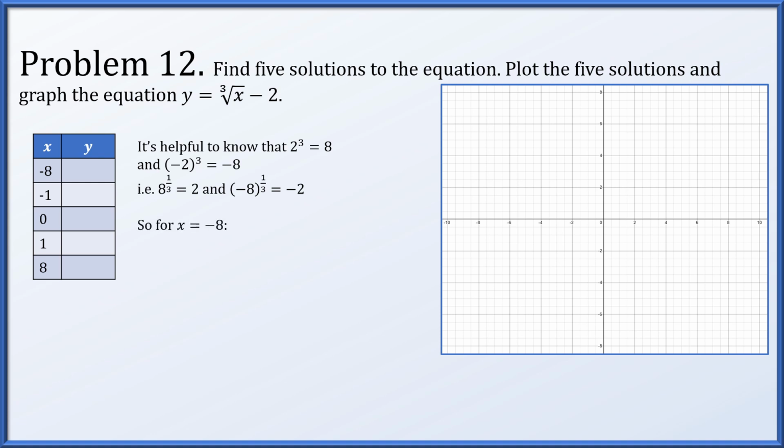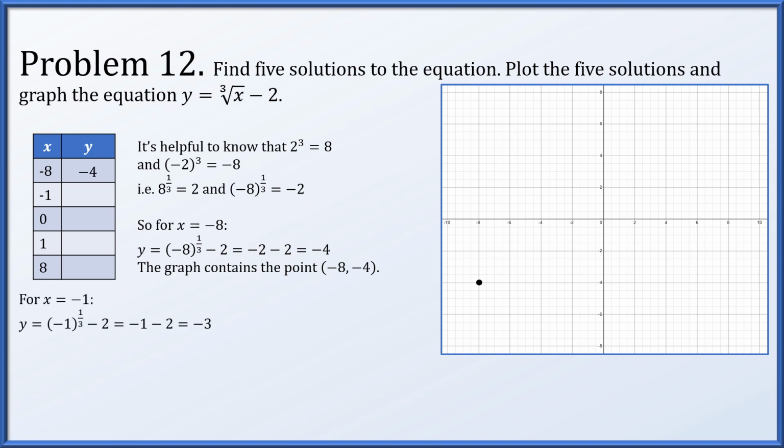minus 2. So if x is negative 8, we have negative 8 to the 1/3 minus 2, which is negative 2 minus 2, or minus 4. So when x is minus 8, then y must be minus 4. So the graph contains the point negative 8, negative 4, so we put down that point. If x is minus 1, we get y equals negative 1 to the 1/3 minus 2, which simplifies down to minus 3. So the graph must contain the point negative 1, negative 3, so we put that down here.